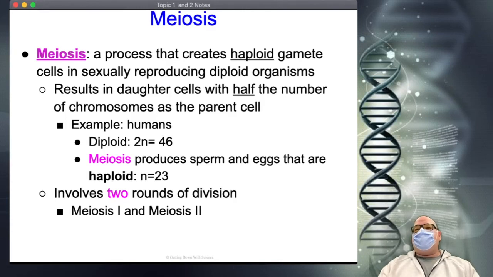To get to a haploid cell, you have to sort of do 2 rounds of division. And that's where we have meiosis 1 and meiosis 2. Okay, meiosis 1 and meiosis 2.